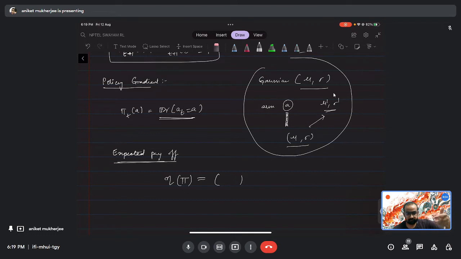So you want to try to find that policy which will maximize your expected payoff. You have many policies, and among all these policies, you are trying to find the policy which gives you the maximum payoff. So this function is basically denoted by expectation of R_T.